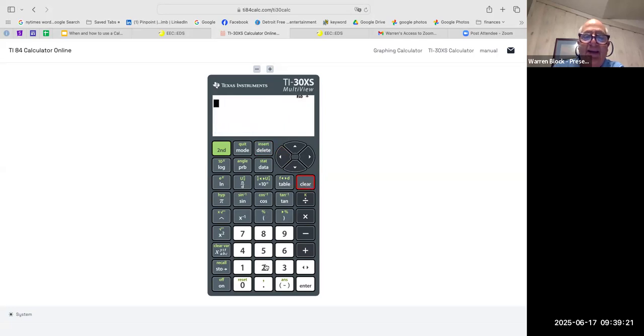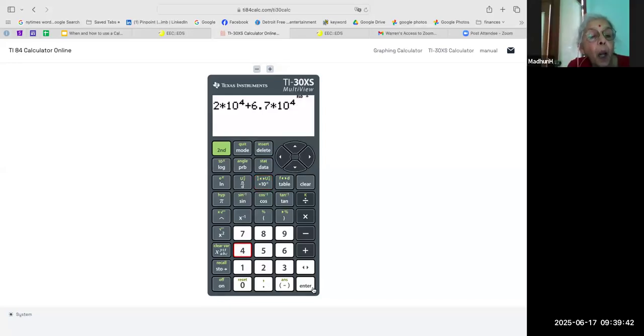Let's see if I can do this. 2 times 10 to the 4th. I have the arrow, I think. I don't know if it gave that direction or not. Plus 6.7 times 10 to the 4th. Is there any way to delete the previous entry? If I enter 6 instead of 7, can I go back and delete that?